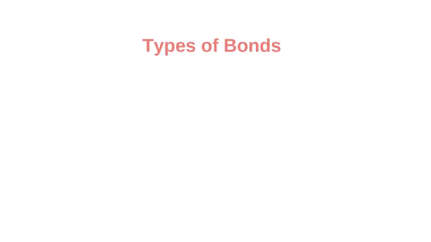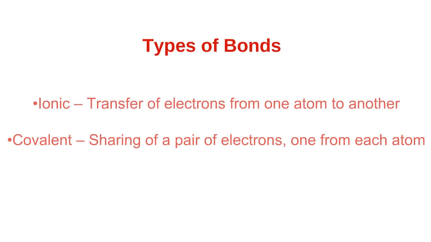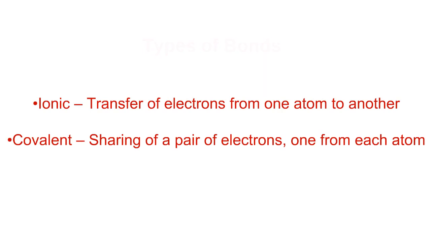Atoms can become bonded together to form molecules in 2 different ways: by way of ionic bonding or covalent bonding. Ionic bonding involves the transfer of electrons from one atom to another, whereas covalent bonding involves the sharing of a pair of electrons between the respective atoms.